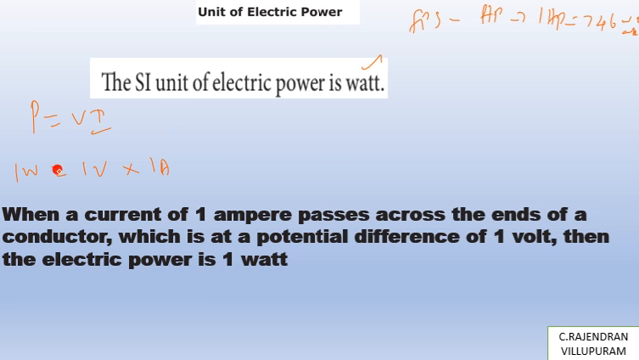That is the definition in the given notebook. When a current of 1 ampere passes through a conductor which is at a potential difference of 1 volt, then the electric power we call 1 watt. For higher values, that means higher energy consumption, we use another unit called kilowatt, which is equal to 1000 watts. So these are the two units which are practically used.